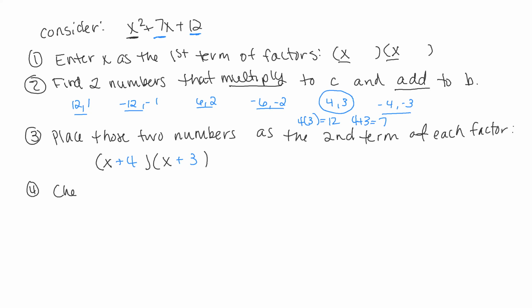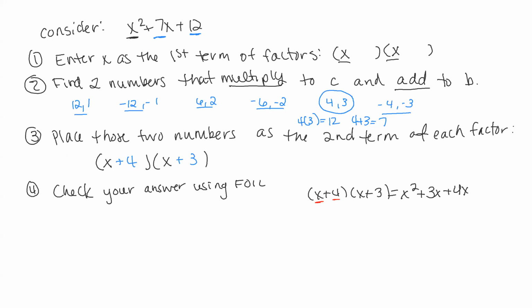So check your answer using FOIL. All right, so we have x plus 4 times x plus 3. We're going to start with the x in the first binomial and distribute it through the second. So x times x is x squared. And then x times 3 is 3x. I'm done with the x. I'm going to go and pick up the 4 and distribute it. So 4 times x is 4x. 4 times 3 is 12. And then you always want to look to see if you can simplify, and we can. Okay, so this equals x squared plus 7x plus 12, which is exactly what we want.